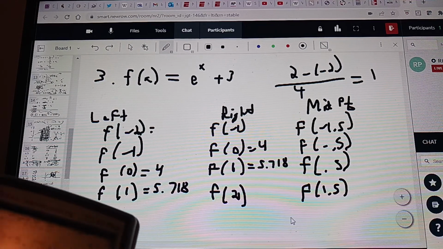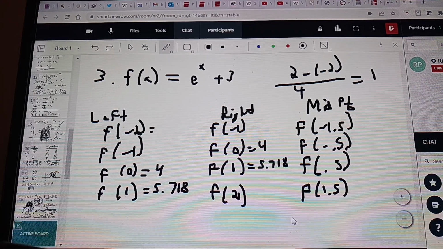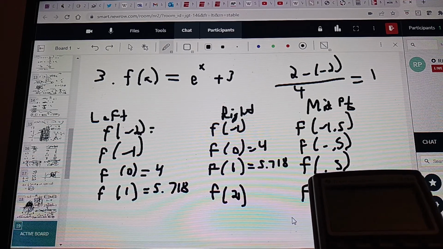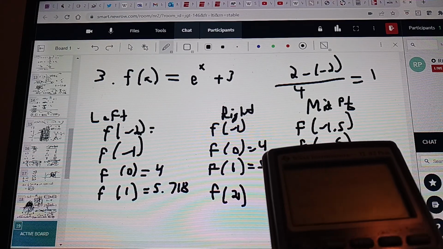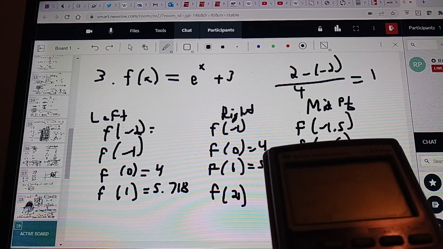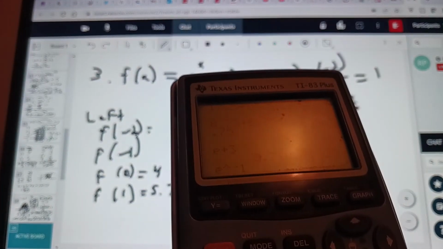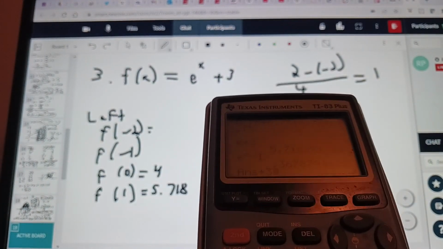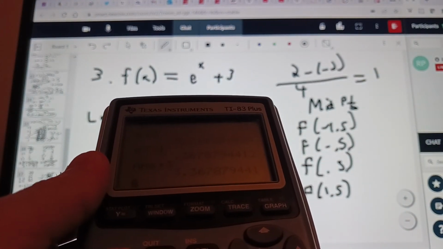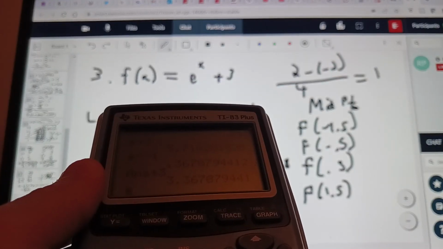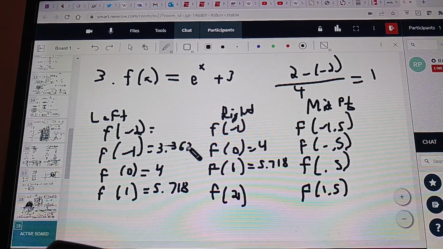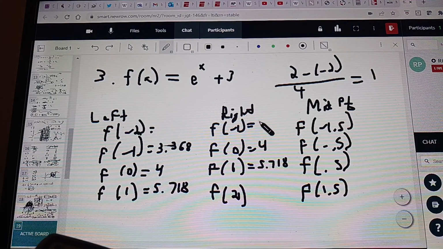E to the -1 is not the same answer, because e to the -1 is not like a square to the -1. So e to the -1 is 1 over e, 1 divided by 2.7-ish. But I'll just type in e to the -1 and then add 3 to it. 3.3678, so I'll make that an 8. And this is the same answer, 3.368.